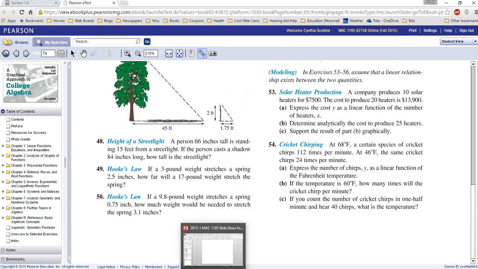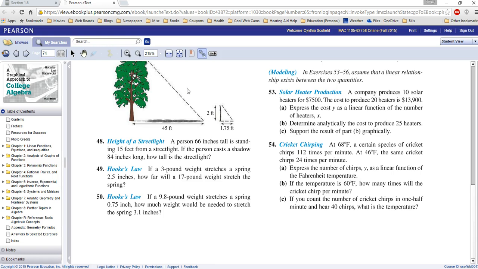So let's see, how is this done? Person is 66 inches tall. They're talking about them standing 15 feet. So I'm going to need to do a little converting here, I think. Oh, yeah. The person casts a shadow that's 84 inches long.